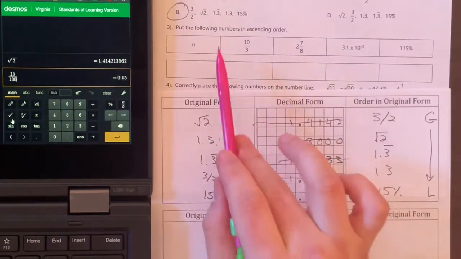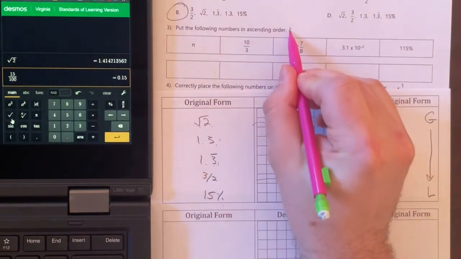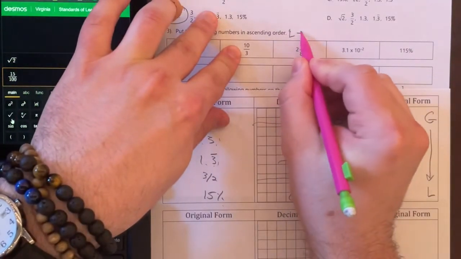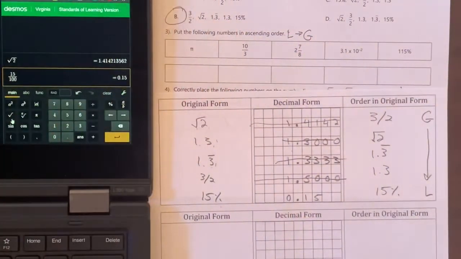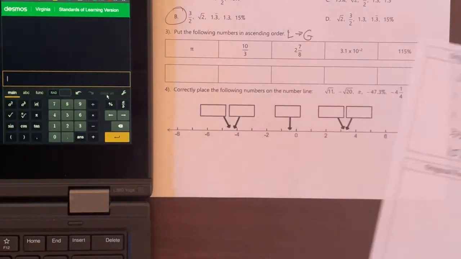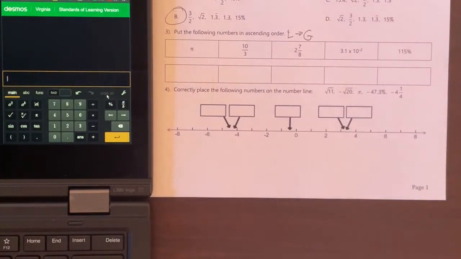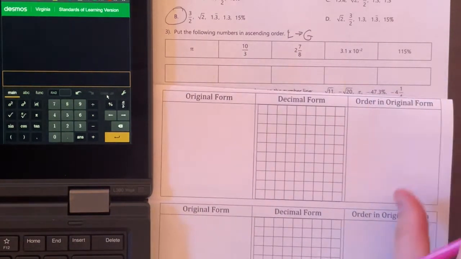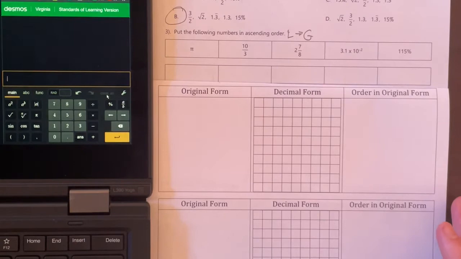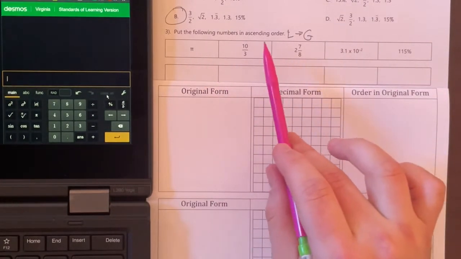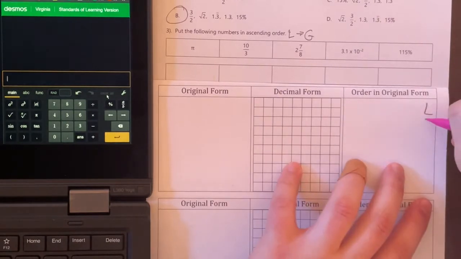Same kind of setup. It says to put these in ascending order, which means we go from least to greatest. So let me clear this out a little bit for you. Always use that space accordingly. And so now we have these values here. I'm going to double check, make sure it's on screen, which it is. All right, so it says put the following values in order from least to greatest.